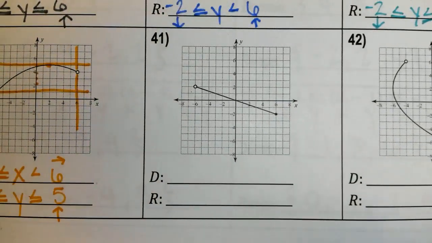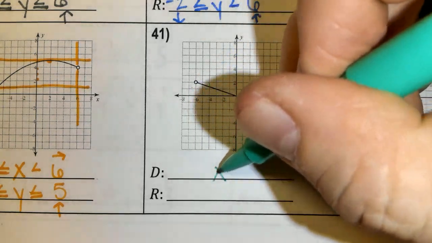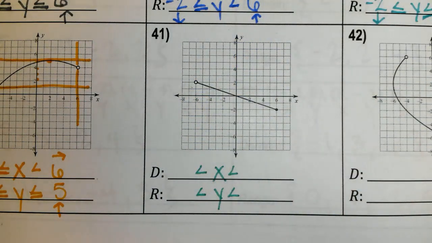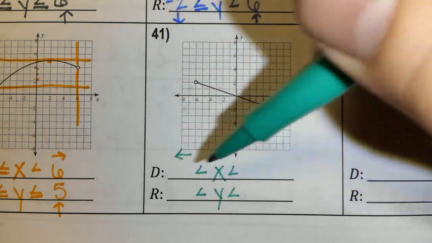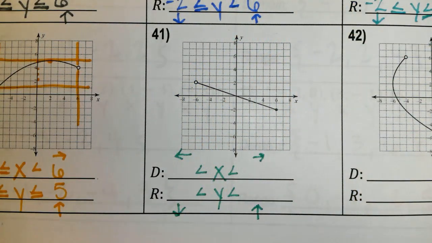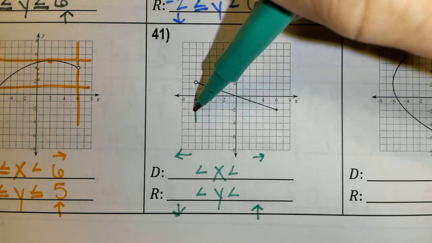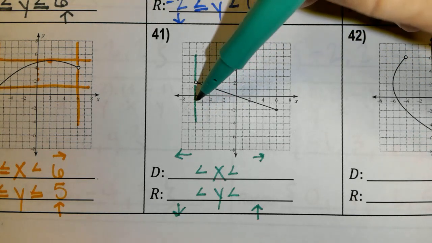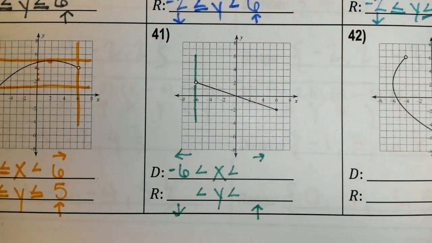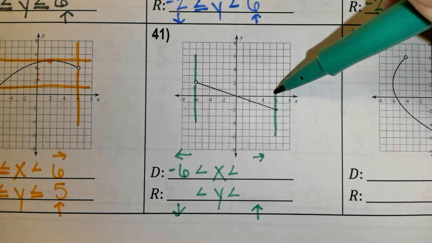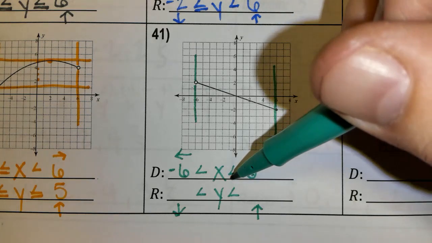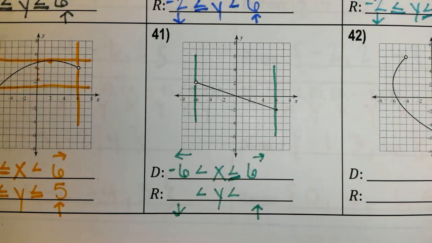And 2 more. So 41, I do x, y, less than, okay? So I want left to right, bottom to top. So the left part of my graph is way over here. That is -6. And an open circle is not underlined. All the way on the right, it's over here, and that is +6, and that is a closed circle, so I do have to underline that one.